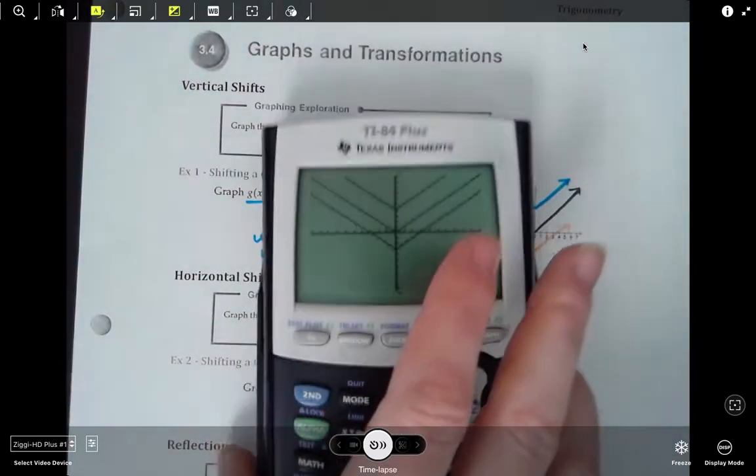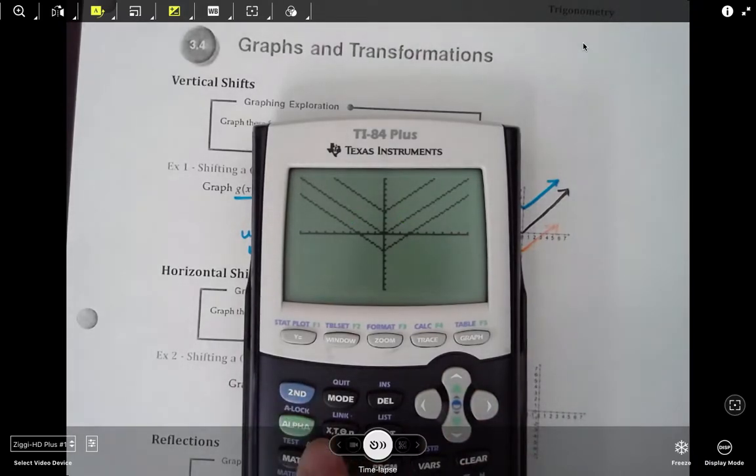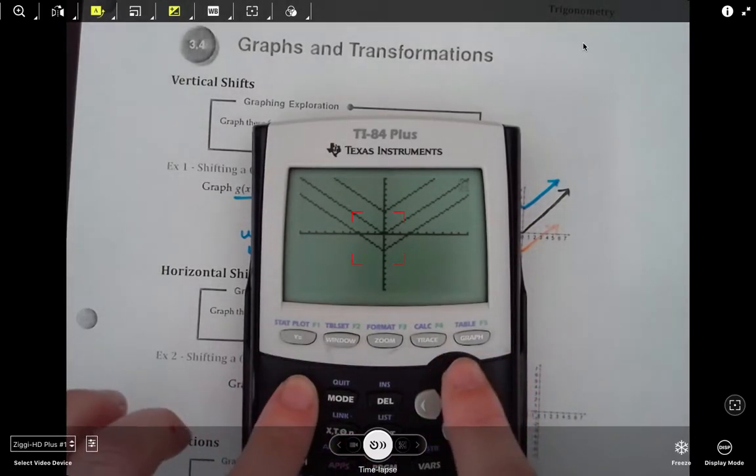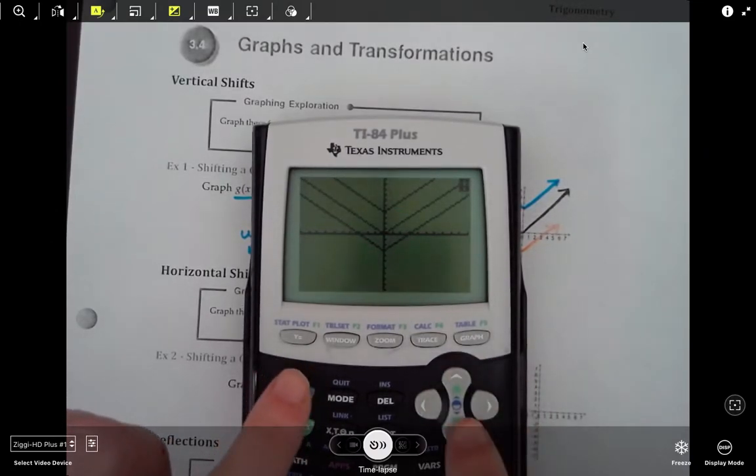Oh, can you not see this very well? No? No? I got to do... Nope, it's turning it the other way.